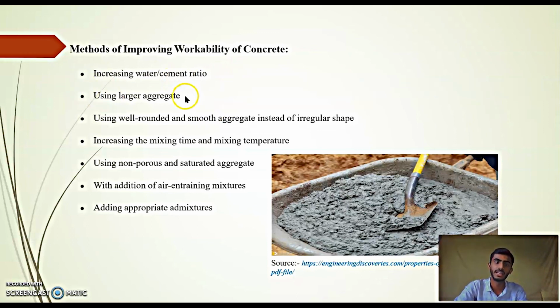Using larger aggregate. Using larger aggregate will require a small surface area and hence it will improve the workability of concrete. Using well-rounded and smooth aggregate instead of irregular shape. Irregular shape requires more amount of water and cement. Therefore, well-rounded and smooth aggregate requires much less amount of water and cement for workability of concrete. Therefore, well-rounded and smooth aggregate should be used for increasing the workability of concrete.